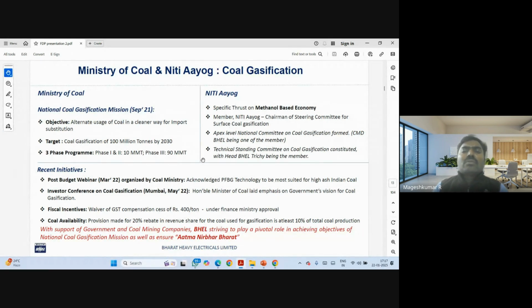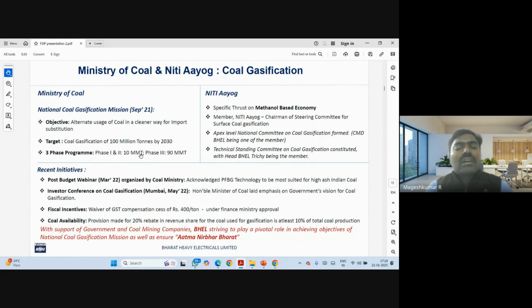So for this, what has been done in the company? It was shown that in one Apex committee, a national level committee, BHL CMD was one of the members. As well as in Tiruchi, a standing committee for coal gasification has been made, and they have been continuously working on it. So what incentives are presently provided? Presently, the technology is developed and is in the commercial implementation phase.